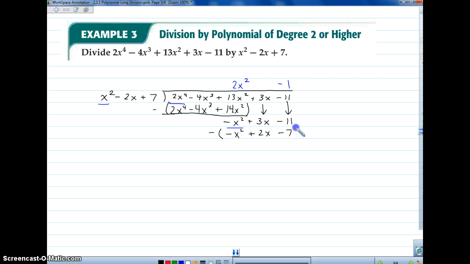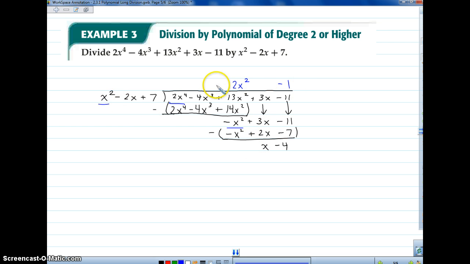And then we subtract each of those terms from the previous one. So 3x minus 2x is x. -11 minus -7, that's -4. Okay, now we can't divide this term by our leading term out here. Once the leading term down here is of a lower degree than what we're dividing by, we're pretty much done.